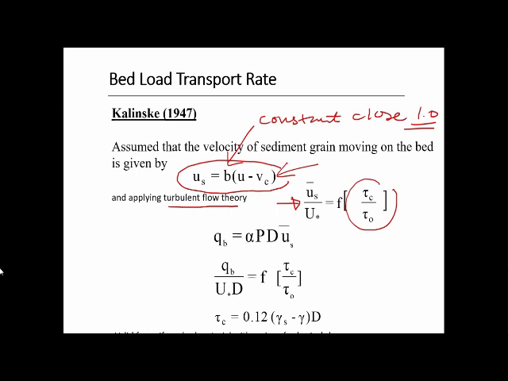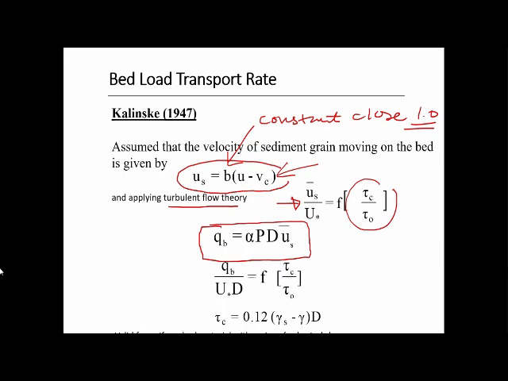Okay. So this one is applying the turbulent flow velocity. All right. So what Kalinski did is propose this way to calculate the sediment transport. The QB is the bedload transport. It equals alpha times P times D times this average velocity.